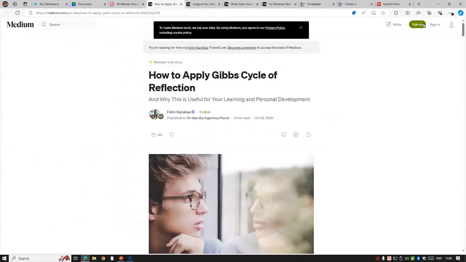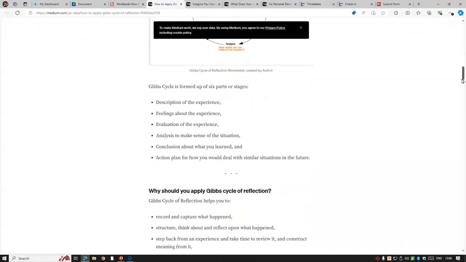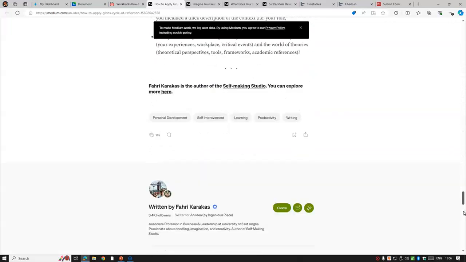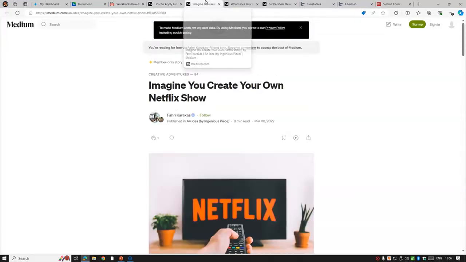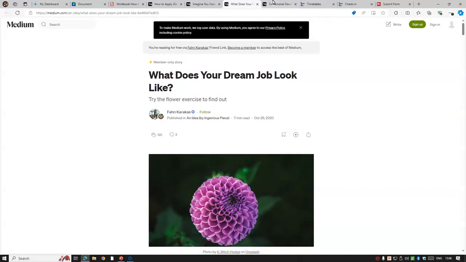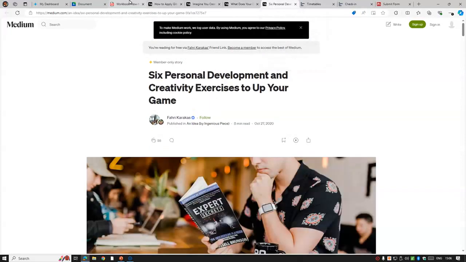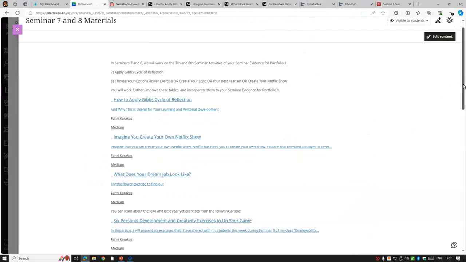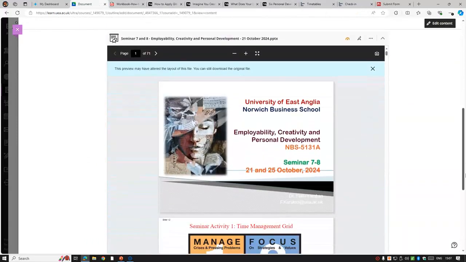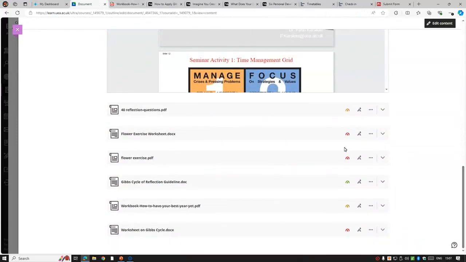If you click on these articles, you'll see how to apply Gibbs Cycle of Reflection. You can see the cycle and how to apply it, okay? And you can also see the other options that we will look at. So you can click on these links, okay? And the slides are here. You can download them. You can also download these PDFs and documents as well.